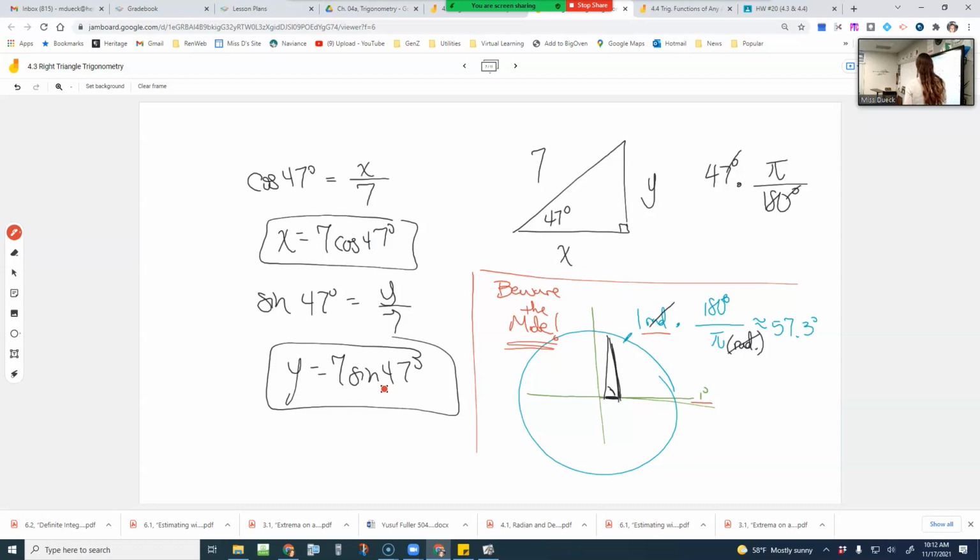Wait, so y equals 7 sine 47 degrees is totally different from the... Yeah, this is me just saying what mode are you in. That's right. Yeah, what mode are you in? So now I'm trying to be super separate. Beware the mode. And that's the reason why I need to beware the mode.